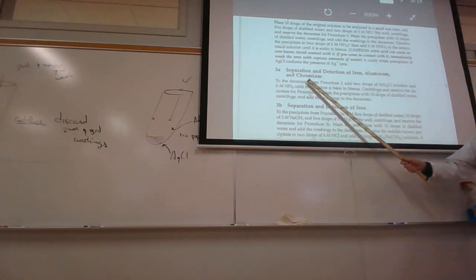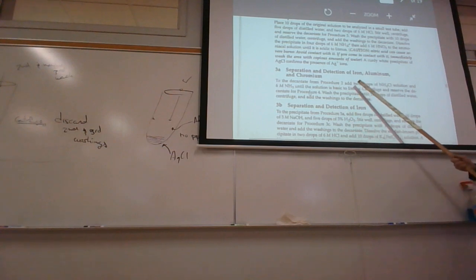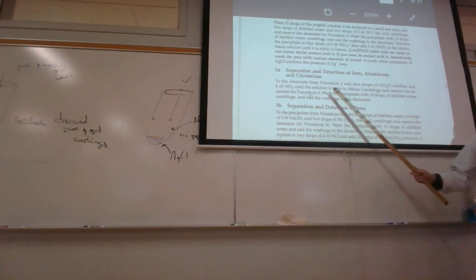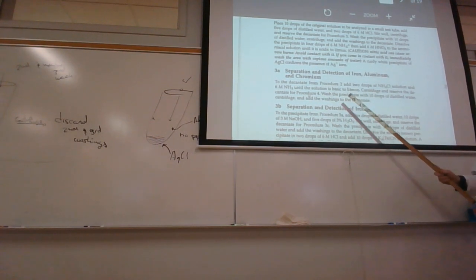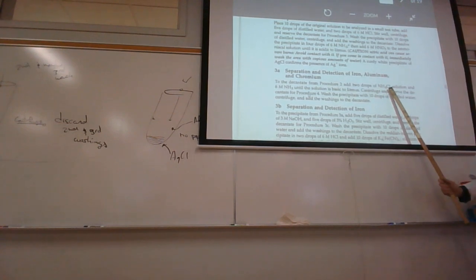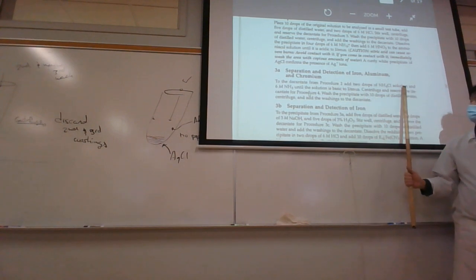Okay, to the decantate, which is the solution from procedure 2, which contains all the other cations, add 2 drops of ammonium chloride solution and 6 molar ammonia until the solution is basic to litmus. So 2 drops, that's fine. We'll add the 2 drops of ammonium chloride. And then we're going to add 6 molar. Well, they don't tell us how much.